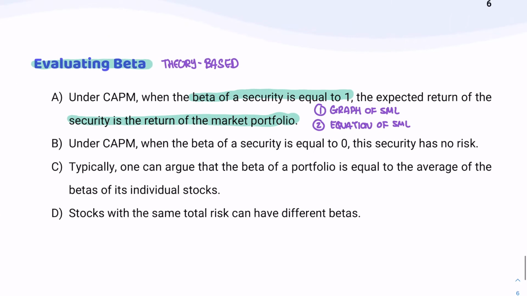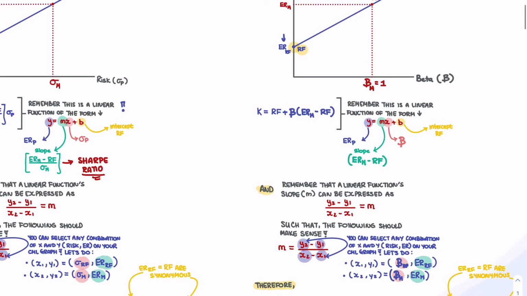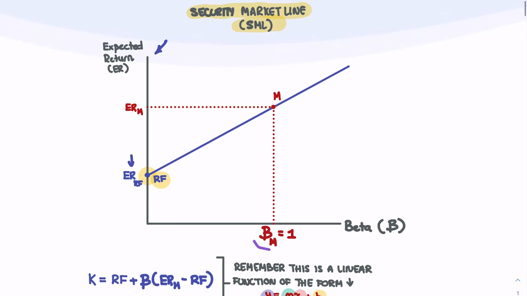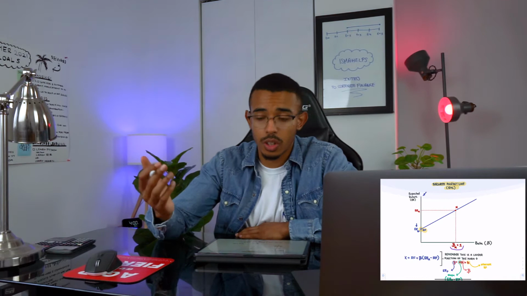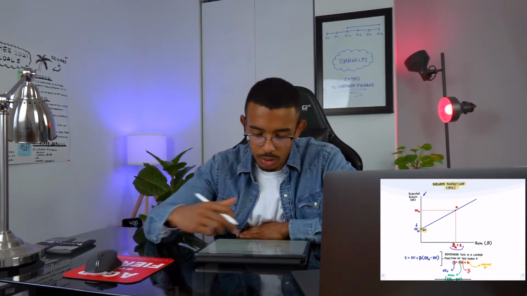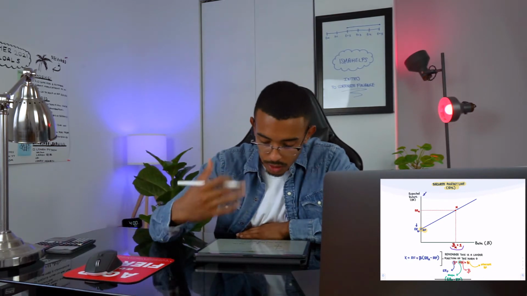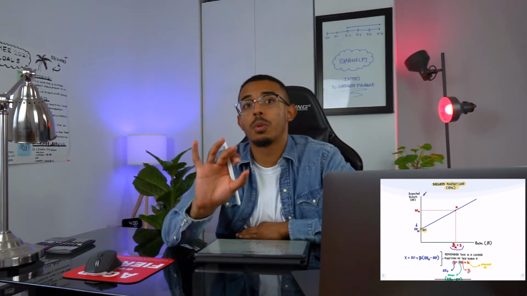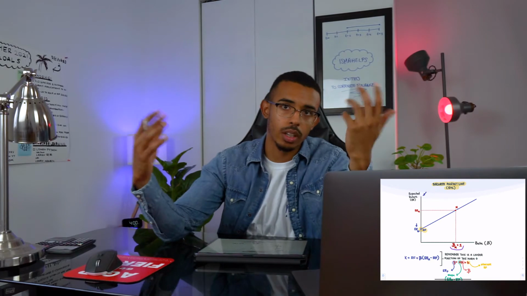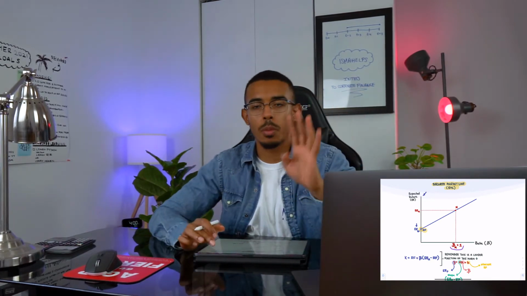So first and foremost, the graph of the SML looks like this. All right. The graph of the SML looks like this, and it shows us something super important. It tells us that the market portfolio or the market security has a beta of 1. All right, so that's super duper important. The graph tells us that no matter what, the market portfolio has a beta of 1 because obviously the total market will contribute to the total variance of the market. And that's something that's much more in depth. You don't have to worry about that too much.